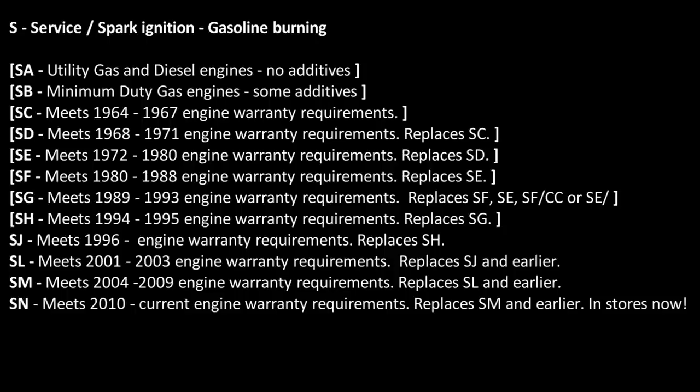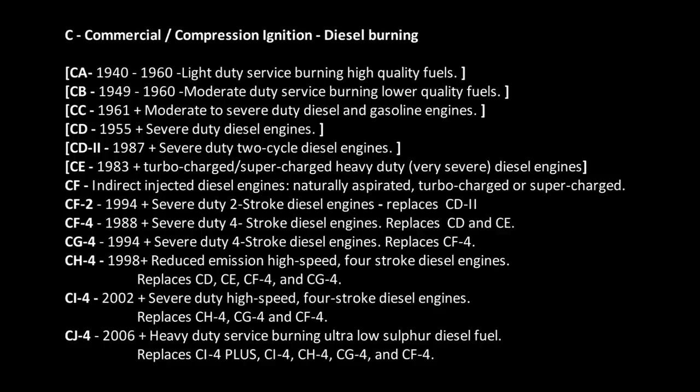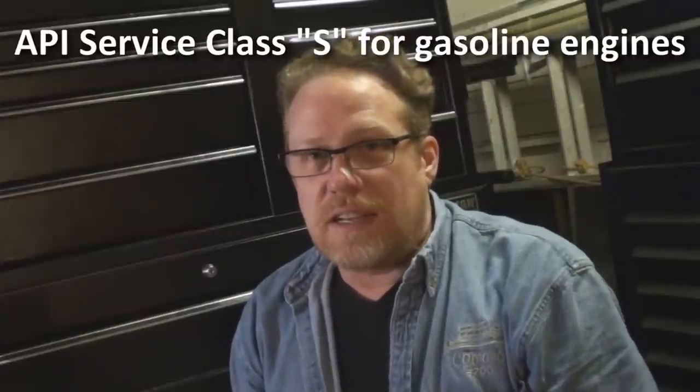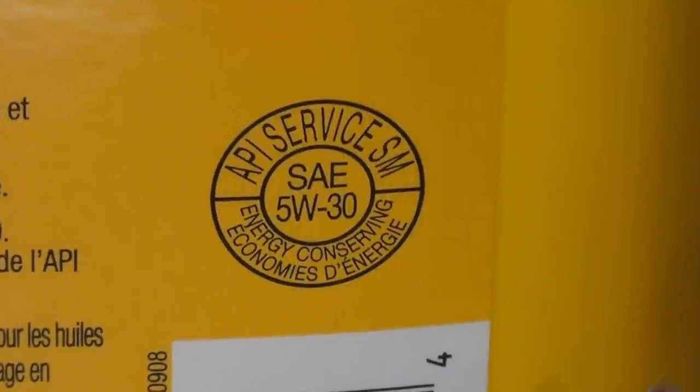Here's a list of API service classifications for gasoline engines, and here's a list of API service classifications for diesel engines. And of course, the reason I'm flashing through this quickly is because for most people, it's really not that important. A real gearhead might want to study these charts and understand them. Most people just aren't going to need to know every service classification on the chart. We're going to go to the store and pick up what's on the shelf. It's going to be fairly current, if not the most current oil available, and it's going to match our fairly new to used vehicles. Whether you think the S is for spark or service, and whether you think the C is for compression or commercial, it doesn't matter, as long as you learn that C is for diesel burning engines and S is for gasoline burning engines. If you have a brand new vehicle, I definitely recommend checking that the service classification called for by the engine manufacturer matches the service classification of the engine oil you intend to use.